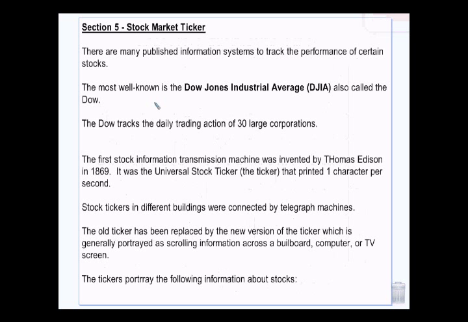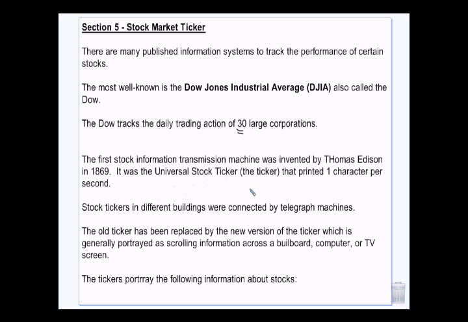First of all, lots of stock information is being published by lots of different entities. The most well known is the Dow Jones Industrial Average. You guys hear about the Dow all the time on the news and television, I'm sure. It tracks the daily trading action of only 30 corporations. They use those 30 major corporations as kind of like the thermometer for the economic standing of the whole stock market, if that makes sense. Like if those corporations are doing bad, everybody's doing bad.